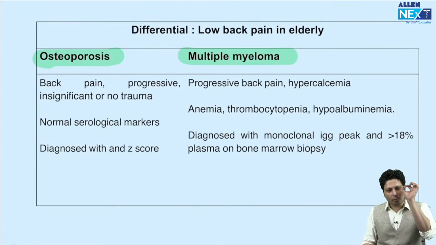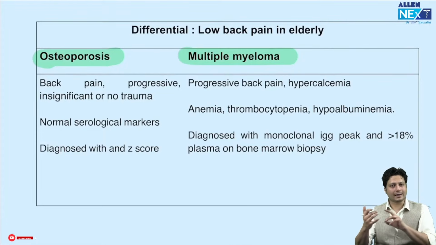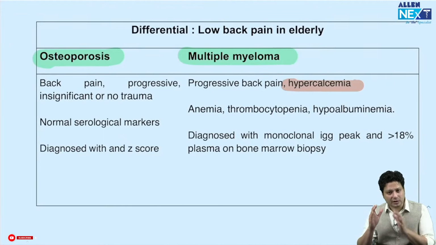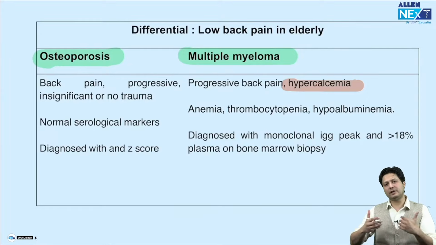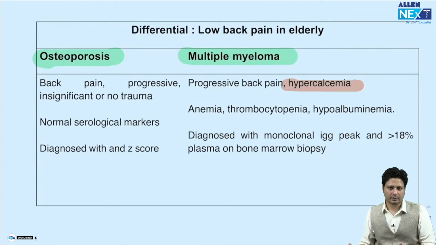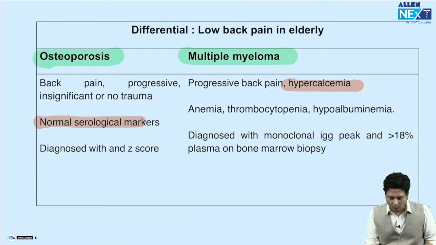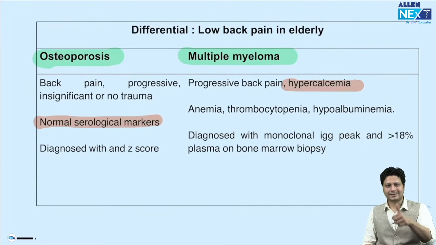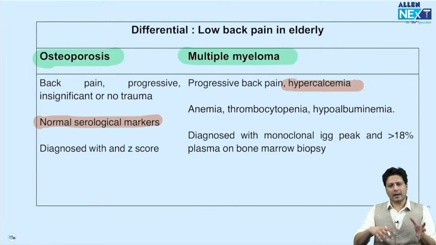But the most important clinical triad for multiple myeloma is low backache in elderly with hypercalcemia. This word hypercalcemia is extremely important. Once these three features are present, it is considered that the patient is suffering from multiple myeloma until proved otherwise. Now, there will be normal serological markers in osteoporosis because it is a kind of metabolic abnormality which is not pathological. In senile, age-related, primary osteoporotic abnormality, the calcium has to come normal, vitamin D has to come normal, alkaline phosphatase has to come normal.